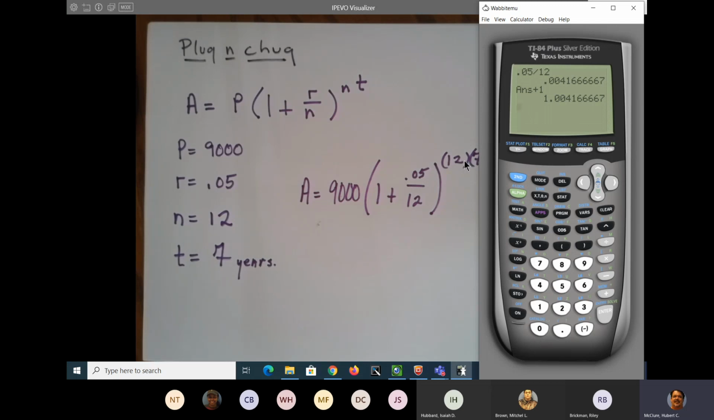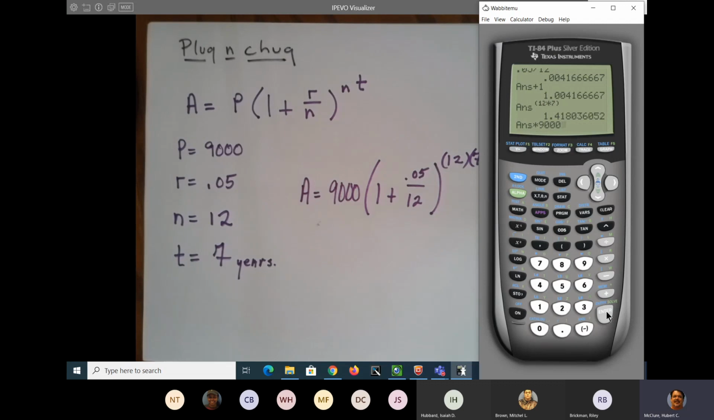Now I got to go to my exponents. And I'm going to put the caret symbol. You may have a calculator that has x to the y. Okay? So you would type in x to the y or the caret symbol and then parentheses 12 times 7. Or if you want to do it in your head and type in 84, you can do that too. It doesn't matter. Hit enter. And that right there, 1.148, is all of this right here. And you're going to multiply that by 9,000.